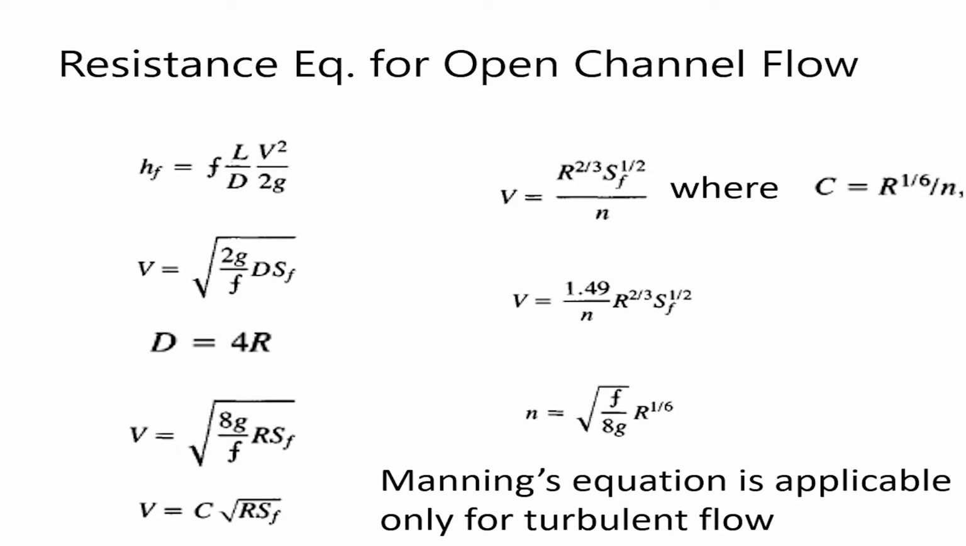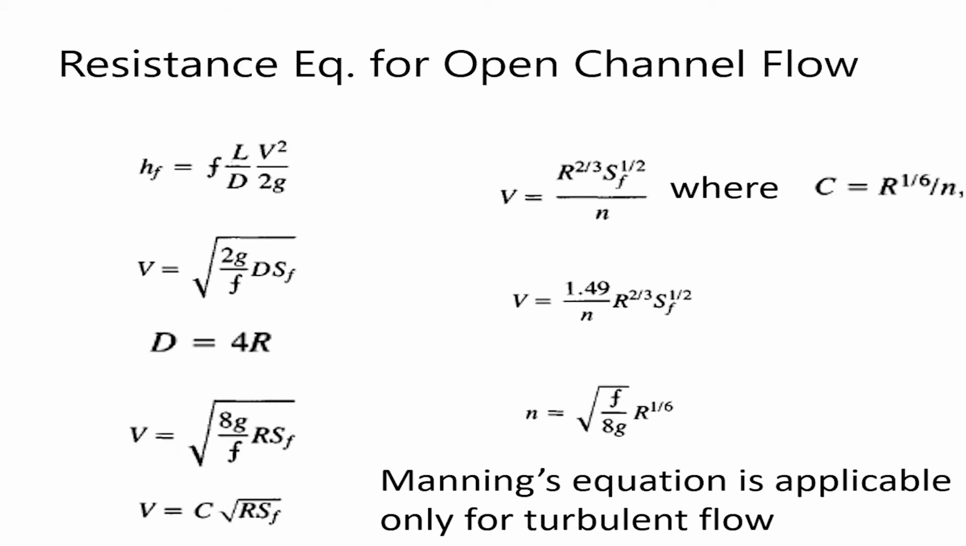So for pipe flow, R is equal to A by P, as in open channel flow. A is the area of the flow cross section divided by the perimeter. Suppose in a pipe flow, P is nothing but pi into diameter, whereas area is equal to pi d square by 4. So therefore we'll get R is equal to d by 4. So when we substitute d is equal to 4R, then we'll get this equation.